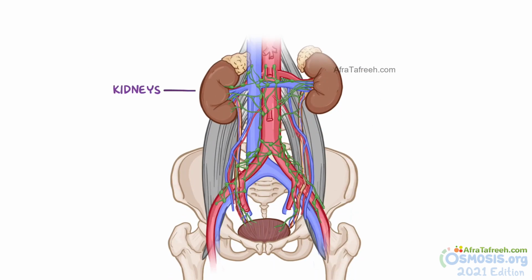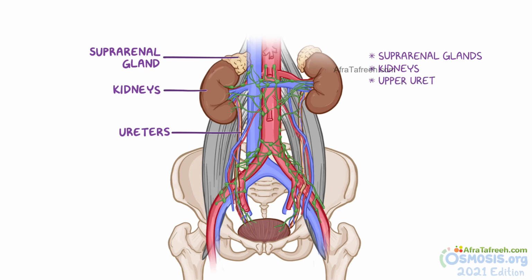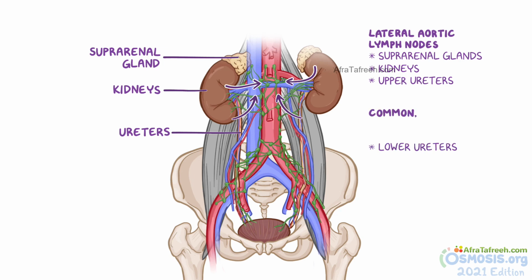Alright, now let's talk about the lymphatic drainage and innervation of the kidneys, ureters, and suprarenal glands. The lymph from both suprarenal glands, kidneys, and the upper ureters drains into the lateral aortic lymph nodes, while lymph from the lower ureters drains into the common external and internal iliac lymph nodes.